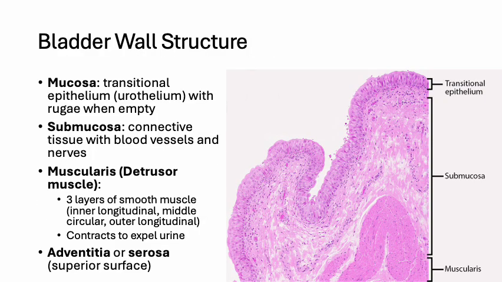The bladder's internal lining is made up of transitional epithelium, which stretches as the bladder fills and forms folds called rugae when the bladder is empty. Below that lies the submucosa, which is rich in connective tissue and neurovascular elements. The muscular layer, known as the detrusor muscle, consists of three interwoven layers that interconnect and contract as a unit during urination. The outer surface is covered by adventitia, except at the top, where the serous membrane lies on the superior surface facing the peritoneal cavity.